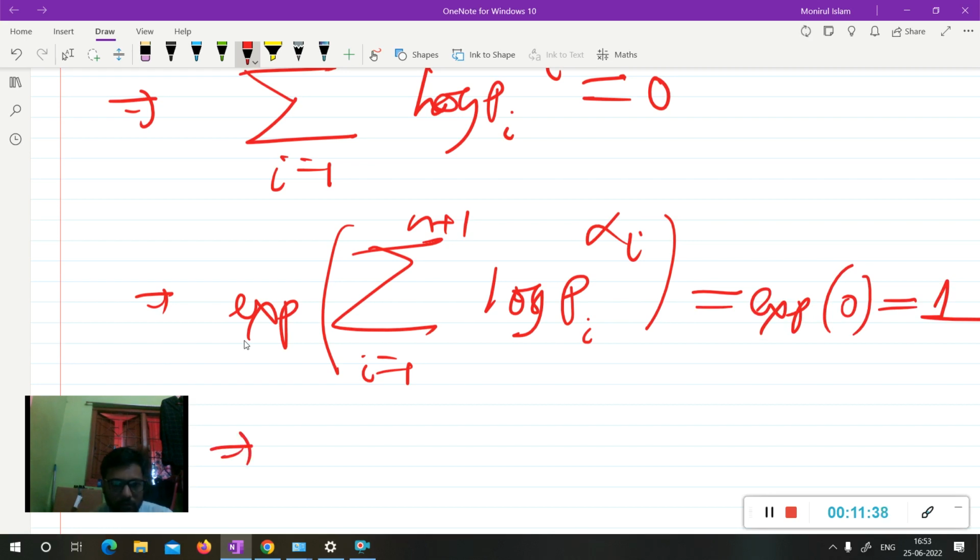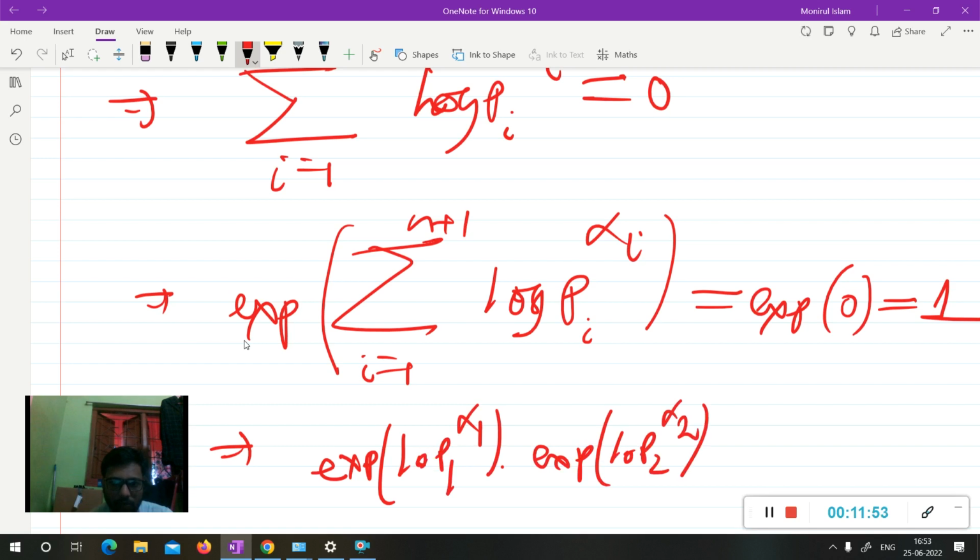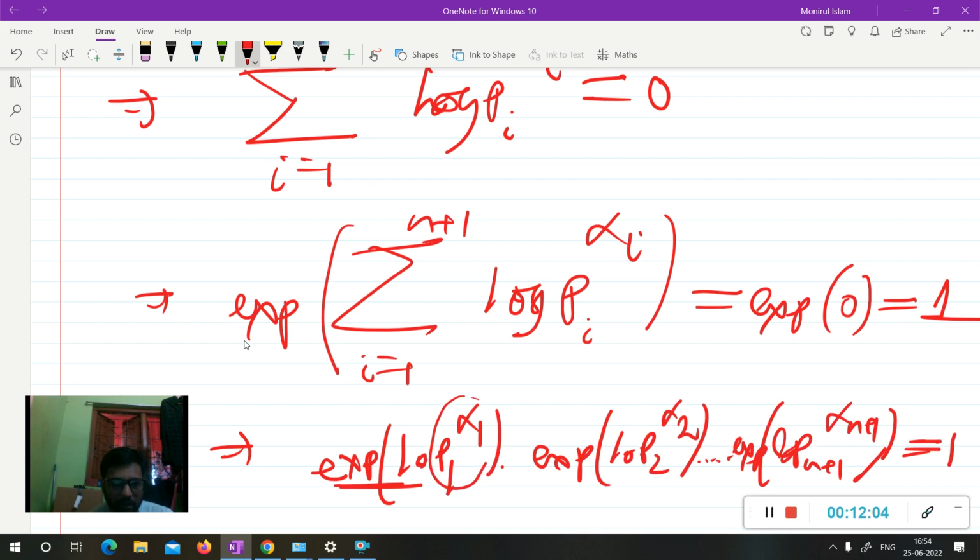This will imply, taking the exponential of the sum term by term: exponential of log p1 to the alpha 1, exponential of log p2 to the alpha 2, and so on up to exponential of log p(n+1) to the alpha n plus 1, will be 1. Now the exponential and log cancel, so these terms remain.